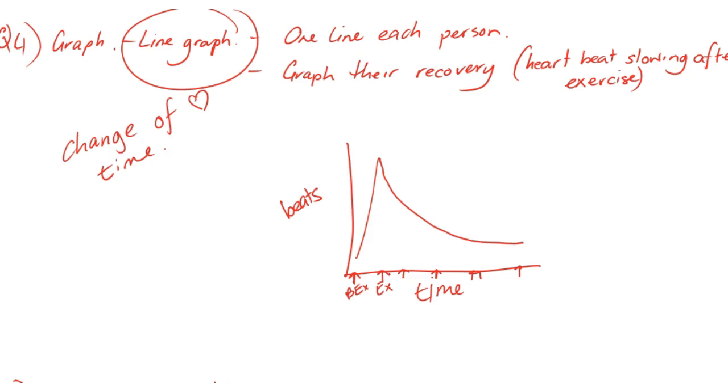And if you have lines for different people, you'll find there'll be some people who'll have heart rates that are quite different, and that allows you to compare them. So you need to take what you learnt in question 2 and graph it on a graph like this.